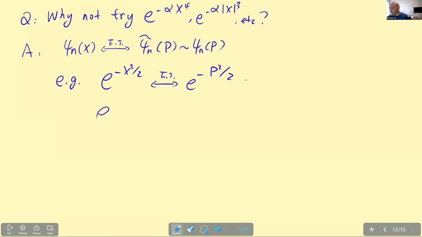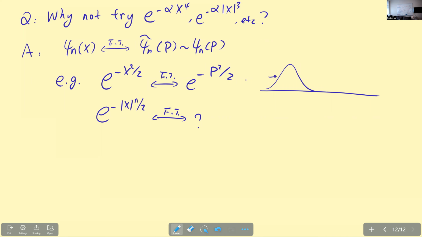But how about e to the minus x to the power n over 2? How about this one? Okay. So in this case, we know that you have a Gaussian wave packet, okay? So this is like this one. So this is ψ(x) or ψ(p), right? So that's Gaussian, okay?